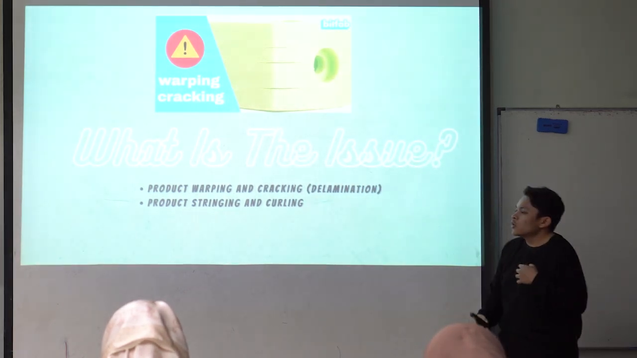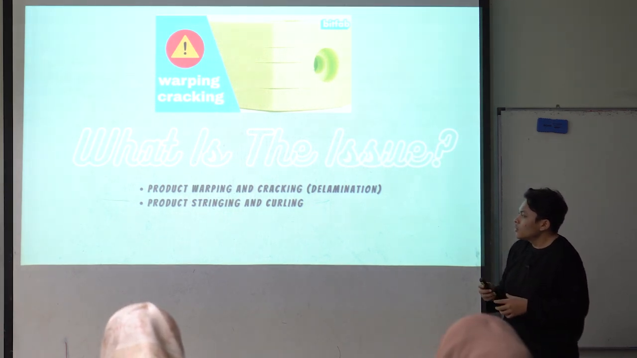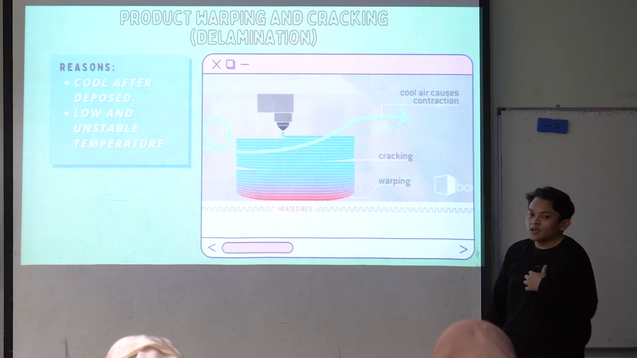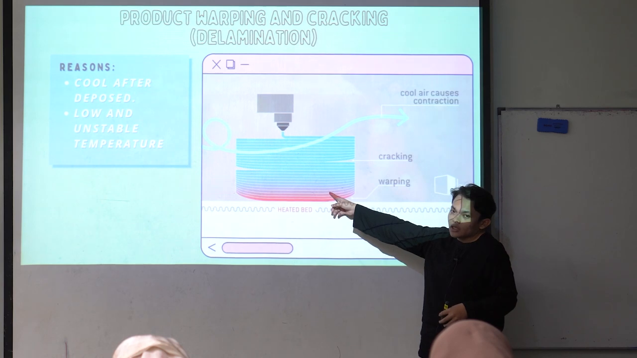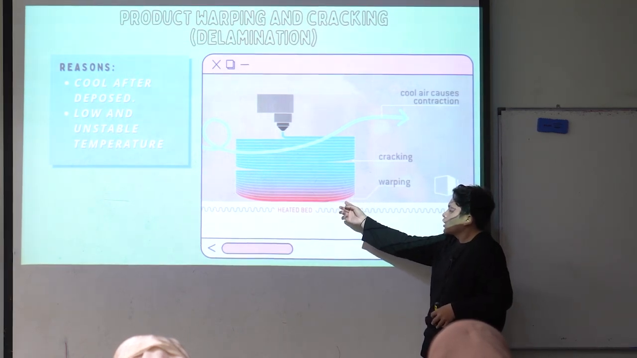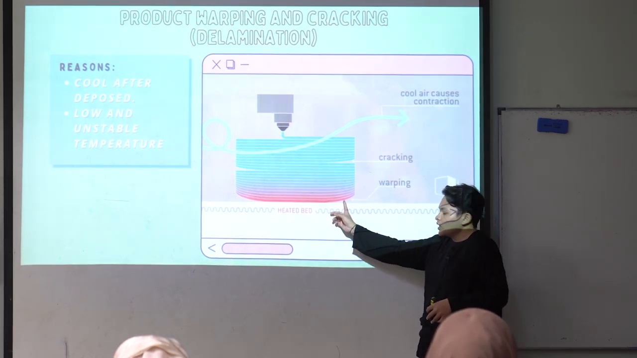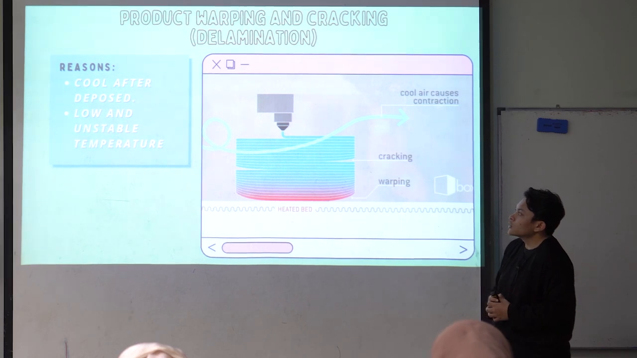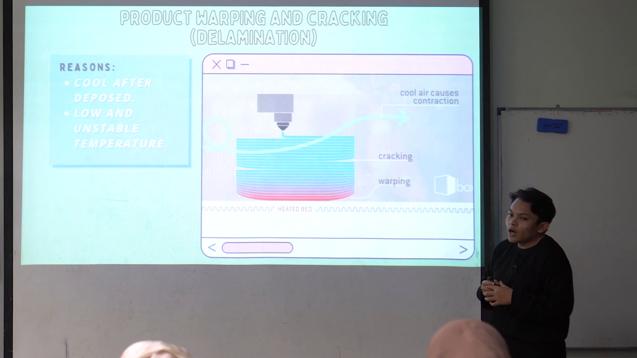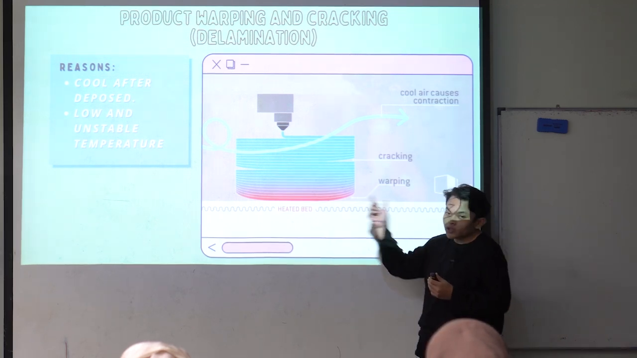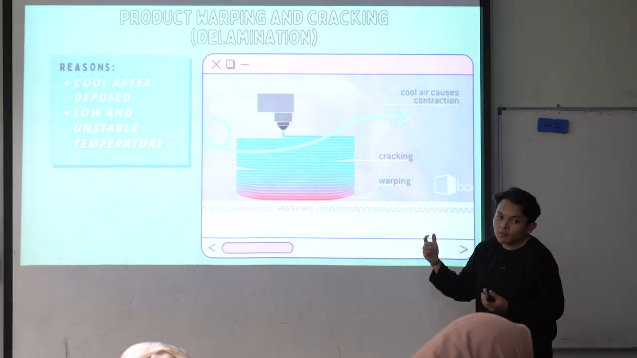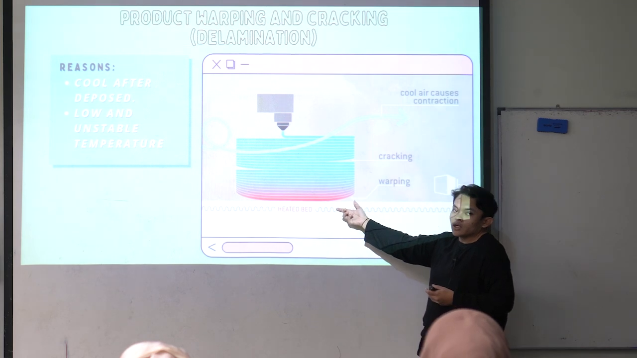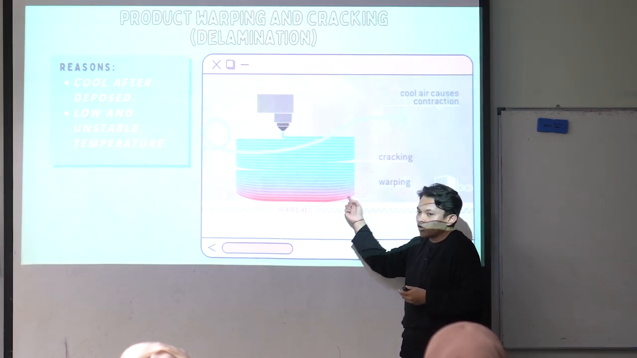So this is cracking. The second reason is poor adhesion between the heated bed and the product. It will not stick to the heated bed, making it lift or curl. And then the third reason is the material, of course. Thermoplastic has a lot of materials. ABS has more tendency to warp than PLA. Why? Because ABS has higher thermal expansion. So when it cools down, it will more easily shrink.